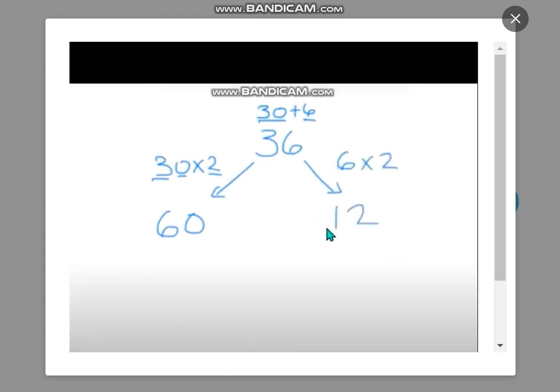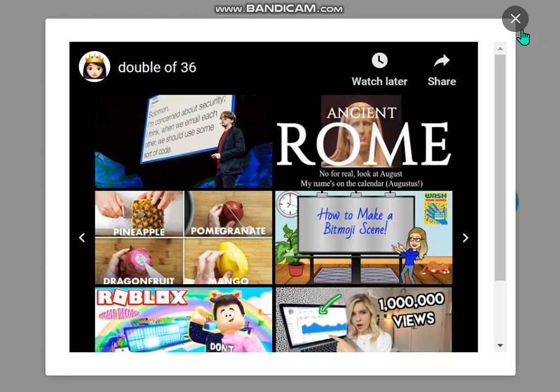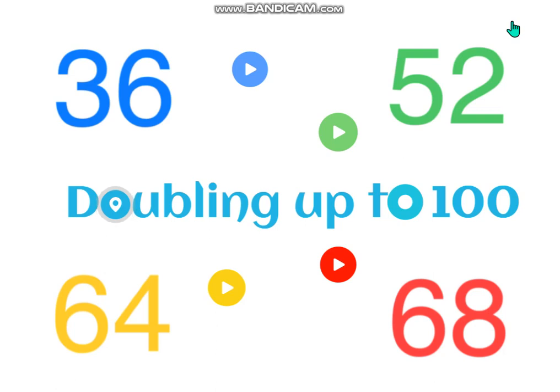Now later we are going to partition this one. Alright, so 60 plus 12, these two are called the products. Now we are going to add the products. So 60 plus, partitioning here, 10 plus 2 is equal to 72. Alright, so let's go and check out if for 52, 64, and 68, their doubles are going to be more than or less than 100.